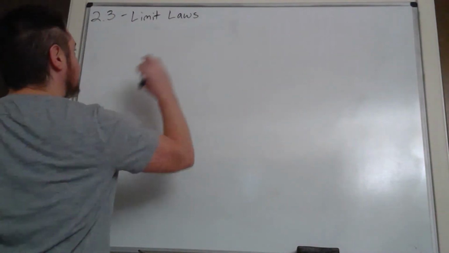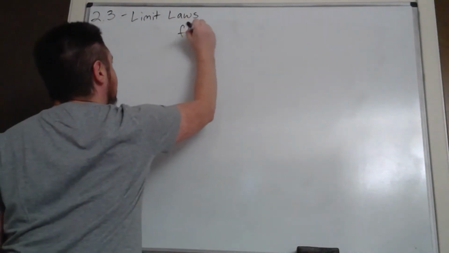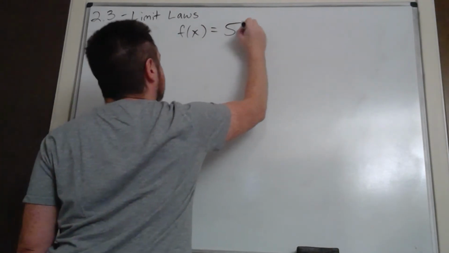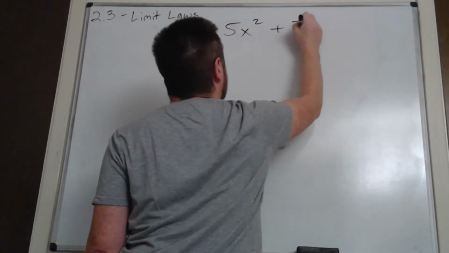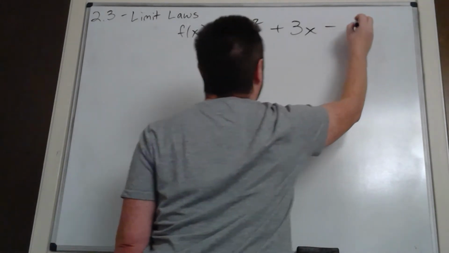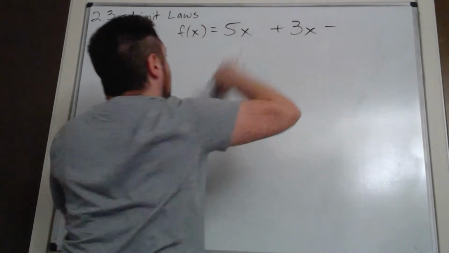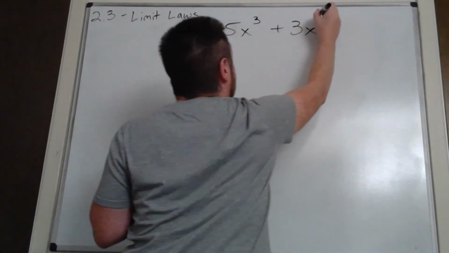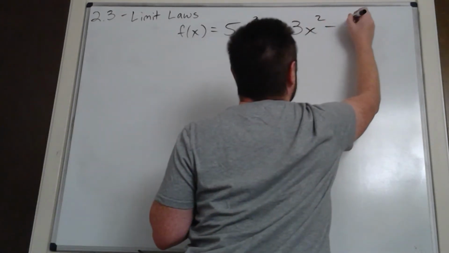So let's say I've got something like this. Let's say I've got a function f of x. Let's say I've got 5x squared plus 3x minus, let's say 5x cubed, up these exponents a little bit, plus 3x squared, and let's say minus 7x.